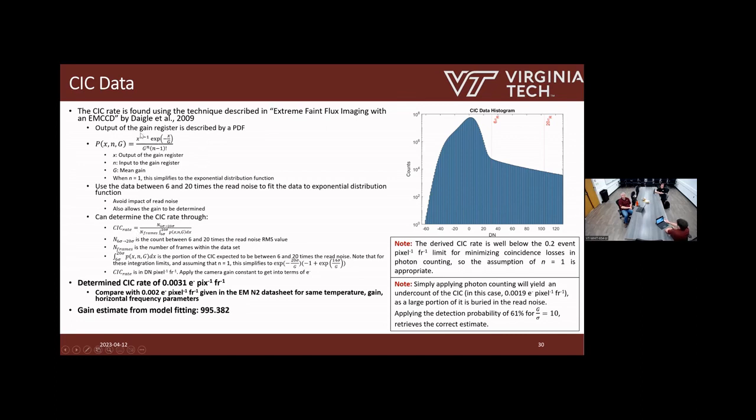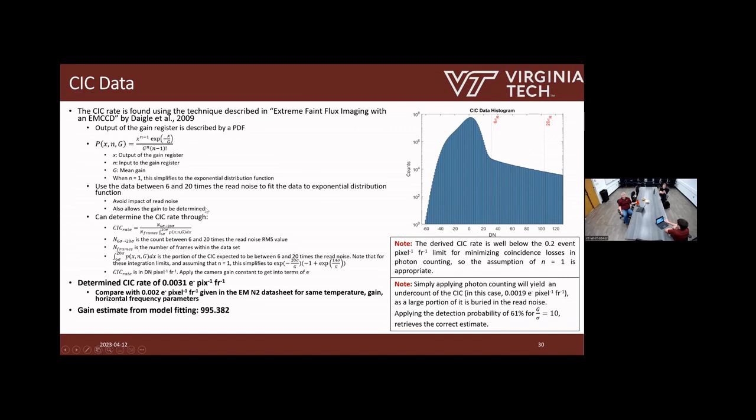And so one thing we can look at here, this is again just that output probability distribution function. When we consider that n, the input to the gain register, is 1, this simplifies down to the exponential distribution function. So we're able to use that and fit it to the data. Now, because the CIC rate is low enough that coincidence losses are negligible, we're able to be confident in setting n equals 1 without too many problems.